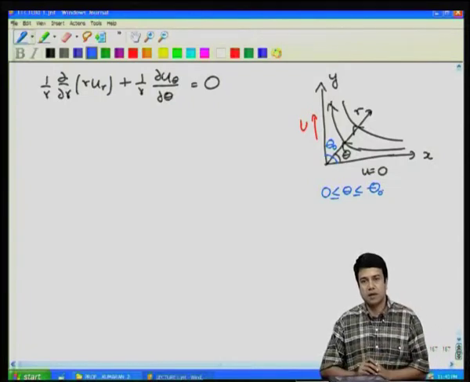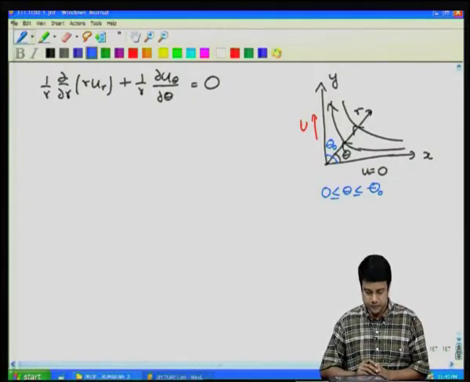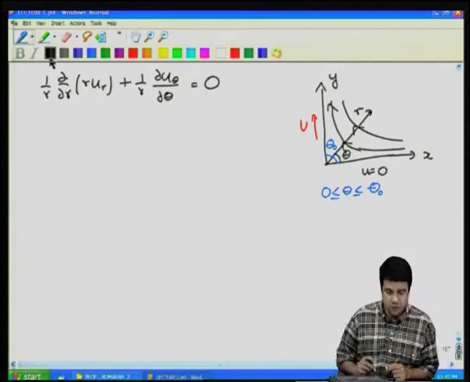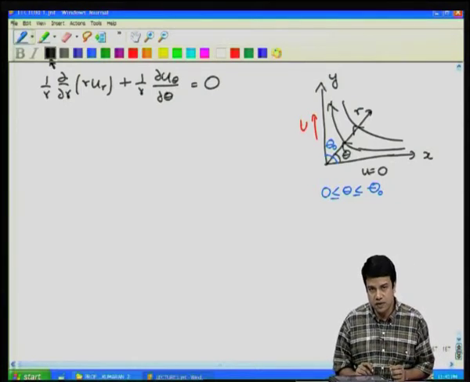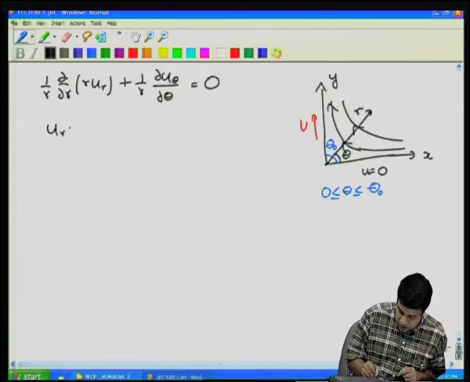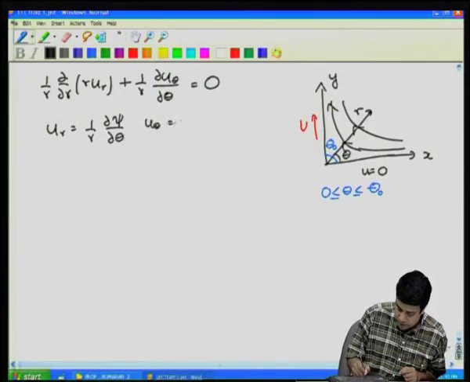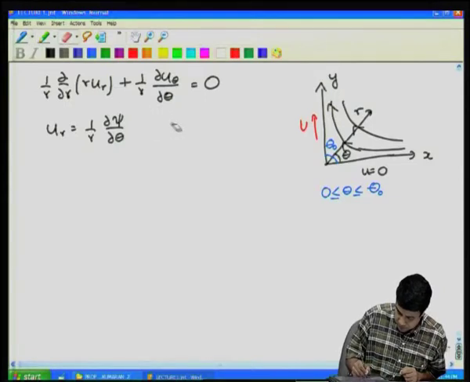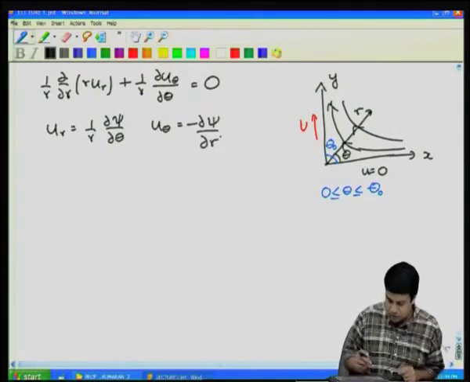Okay. So, theta can go from 0 to theta naught. There is a stream function for the polar coordinate system as well. It is quite easy to obtain. U r is equal to 1 by r partial psi by partial theta. U theta is equal to minus partial psi by partial r.